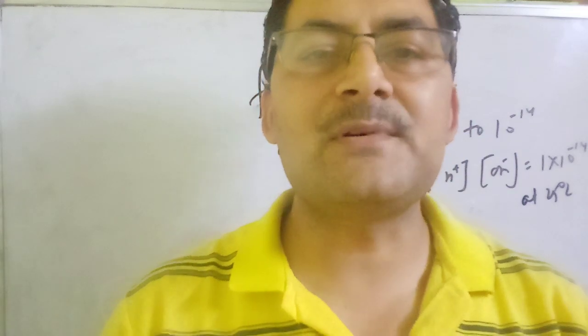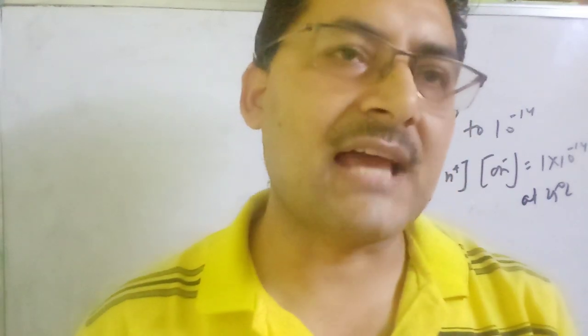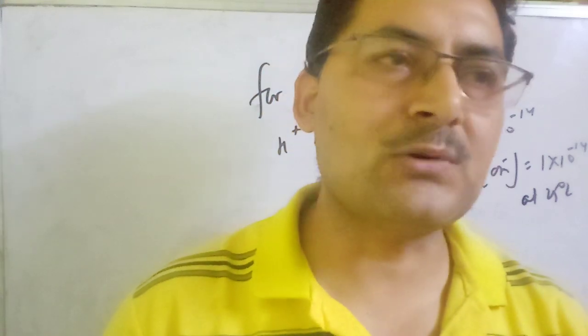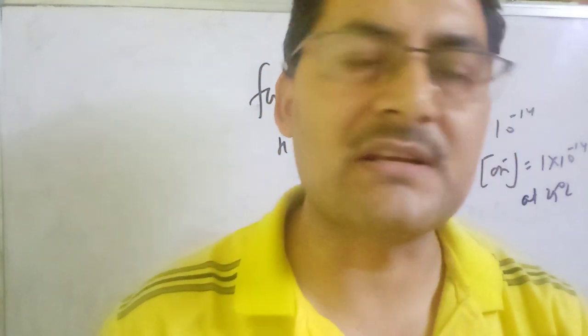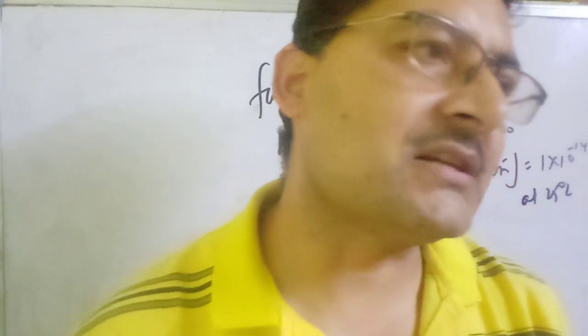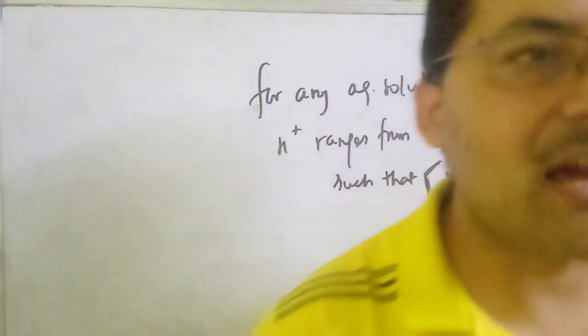If you are talking about 25 degrees centigrade, then the H plus and hydroxide ion concentration product is always equal to 1 into 10 to the power minus 14, which is called the ionic product of water. So students, this is about autoionization of water.